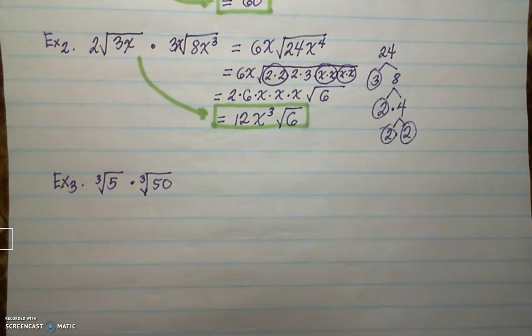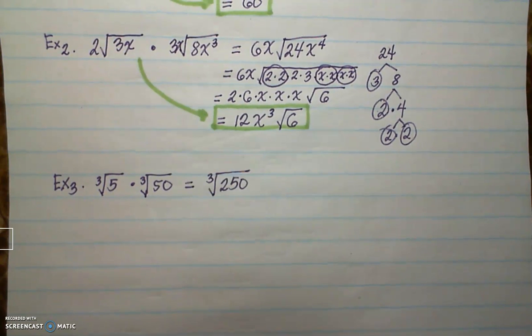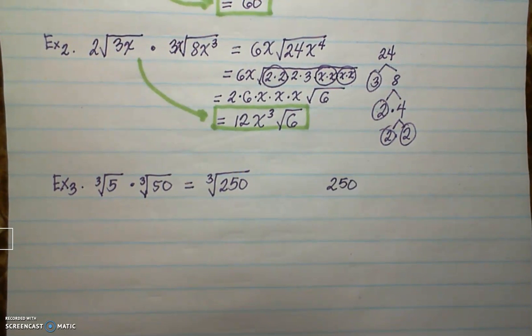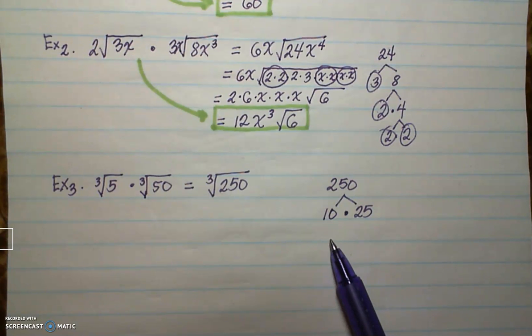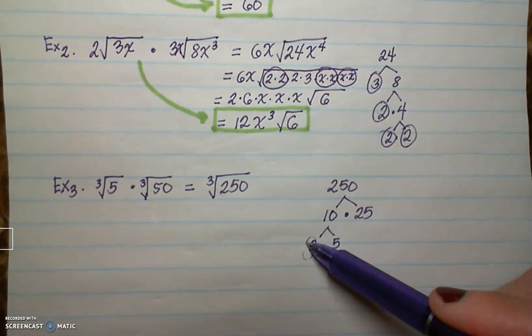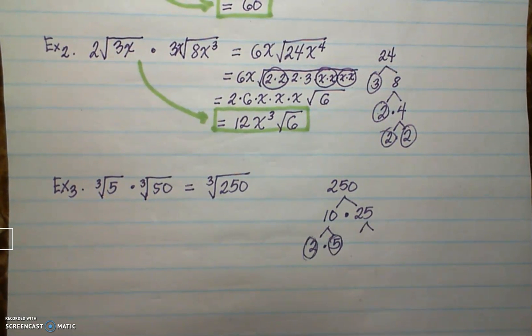All right, so example number 3: cube root of 5 times cube root of 50. The answer is cube root of 250, and we got that by multiplying 5 times 50. Let us now simplify this by extracting the prime factors of 250. I want to start the extraction by doing 10 times 25, and 10 has factors of 2 times 5, which are both primes, so circle them, and extract the factors of 25, which are 5 times 5 and are both primes, so circle them. Then we write them all inside the radical.